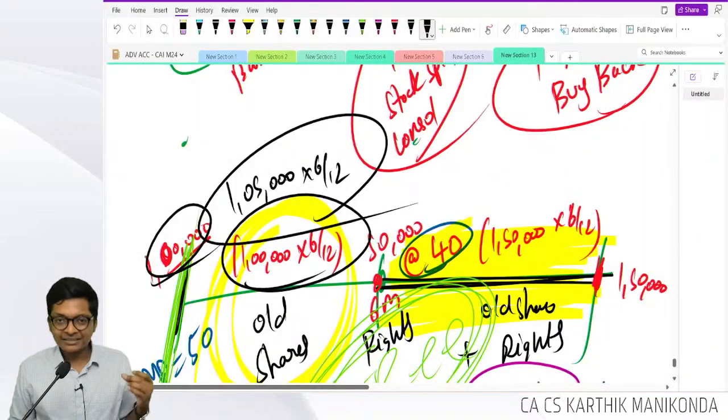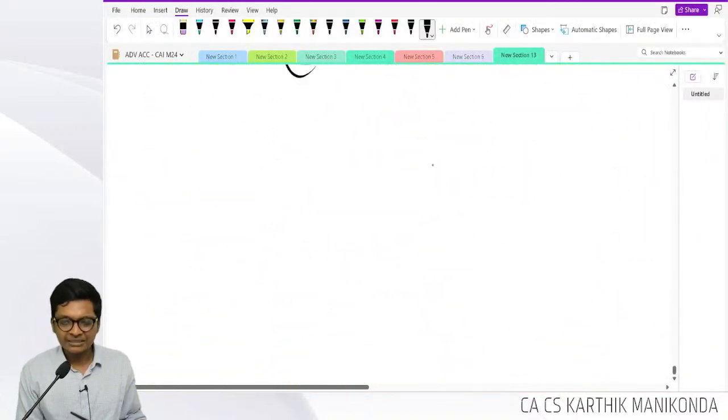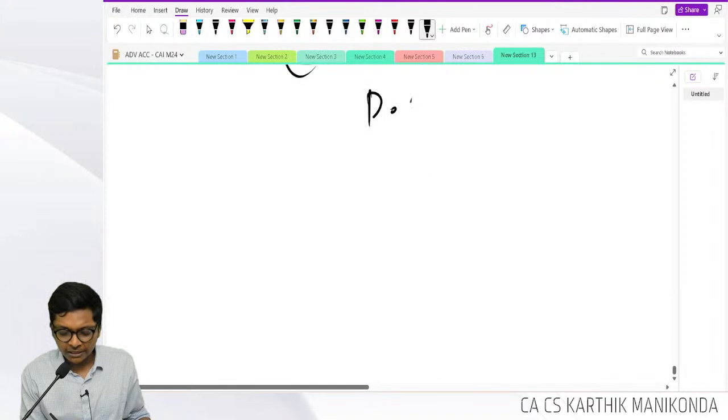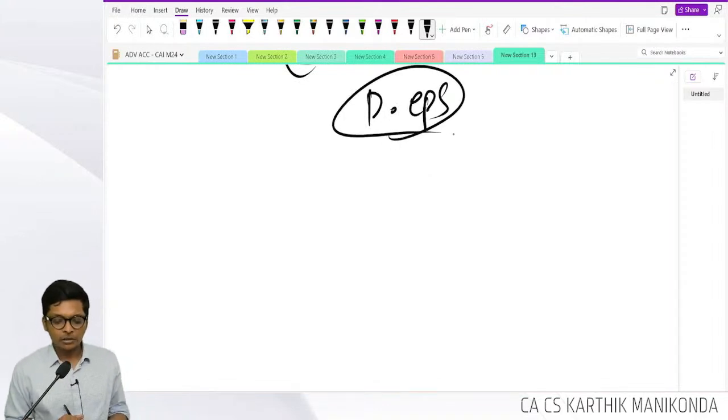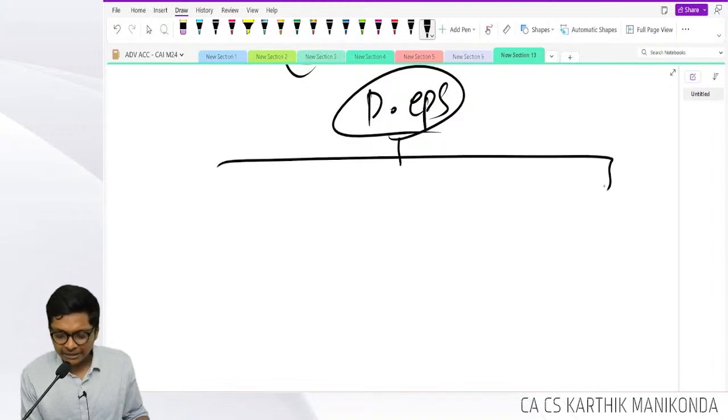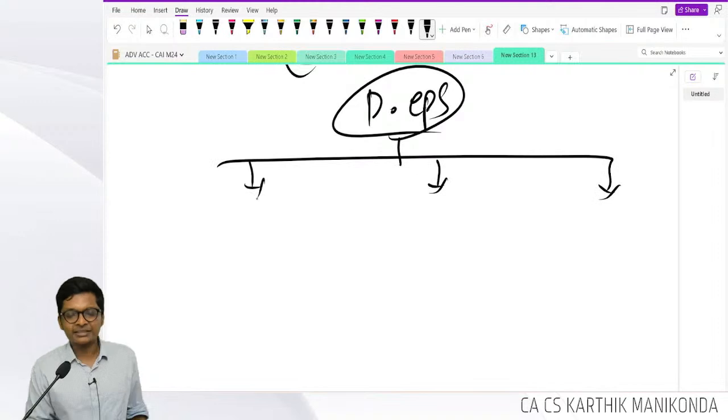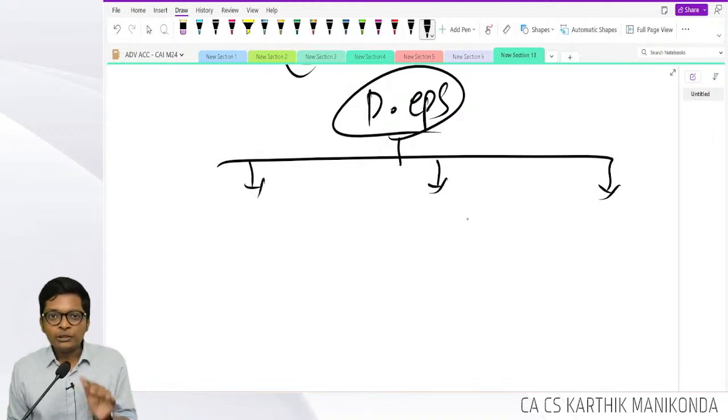This is how you compute for a rights issue. I hope this time you are able to understand, guys. Quickly, just to give you a breather, what is diluted EPS? Very simple, guys. Diluted EPS can come because of 3 things. What is diluted EPS?